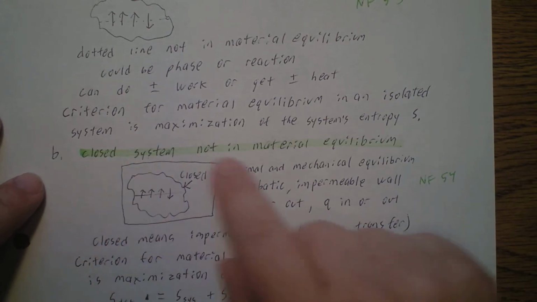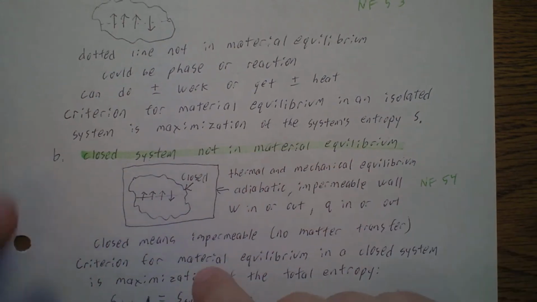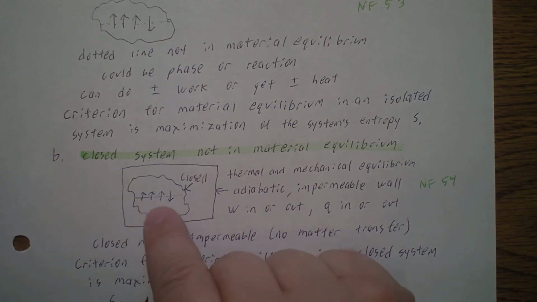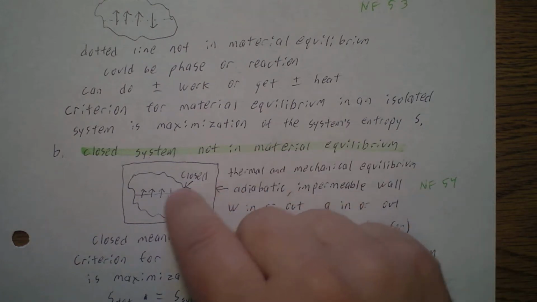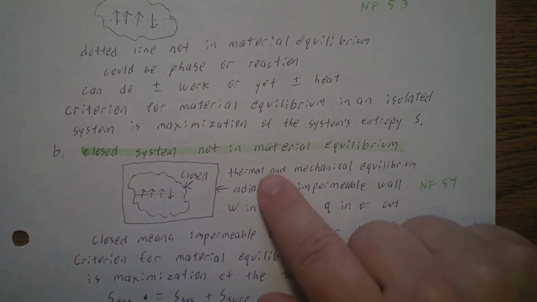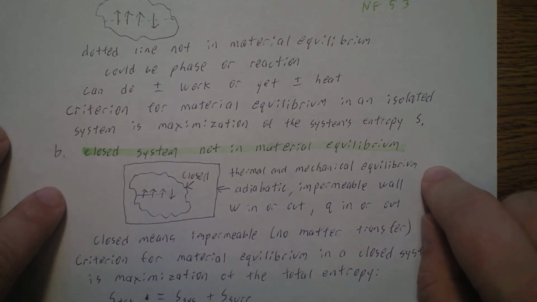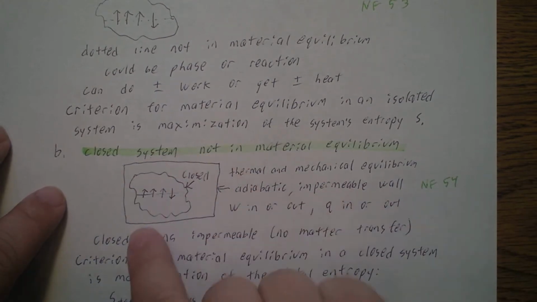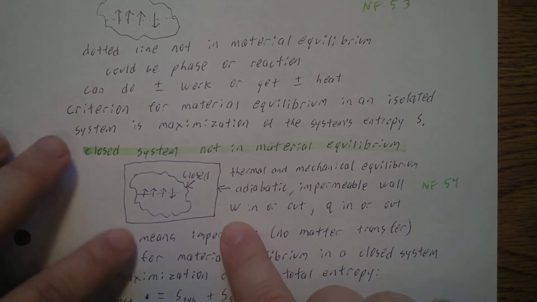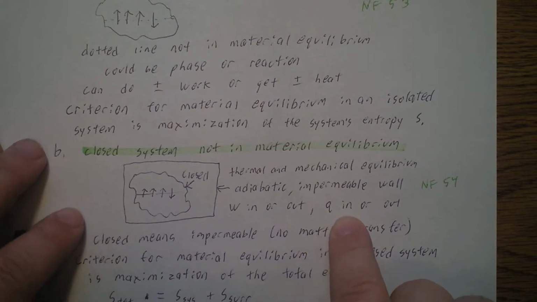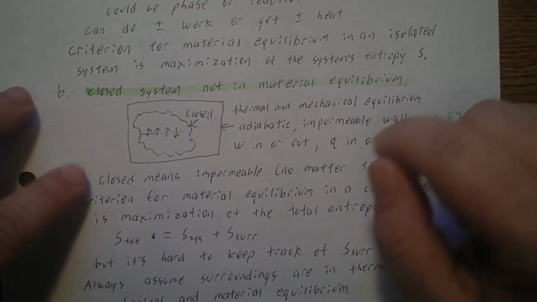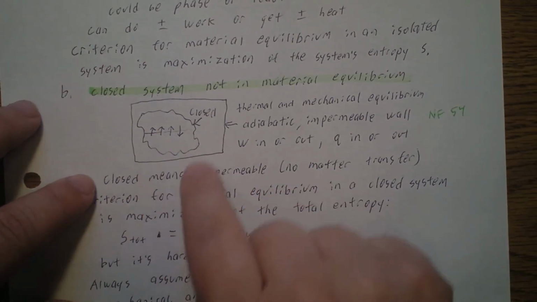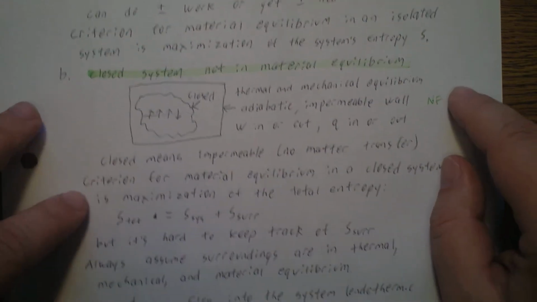Now let's say we have a closed system that's not in material equilibrium. So here's our system. It looks exactly like before, but since it's just closed, not isolated, energy can still get in and out. So we're at thermal and mechanical equilibrium still, but we have this adiabatic impermeable wall outside of our surroundings there. So we can have work in or out, and we can have Q in or out. So basically we can have energy transfers of various types. But remember, closed systems means this wall here is impermeable. There's no transfer of matter.